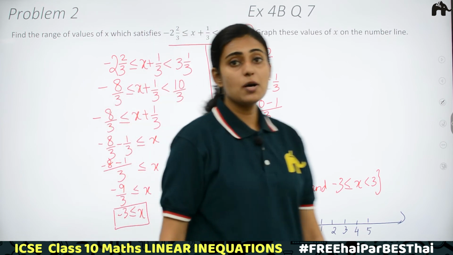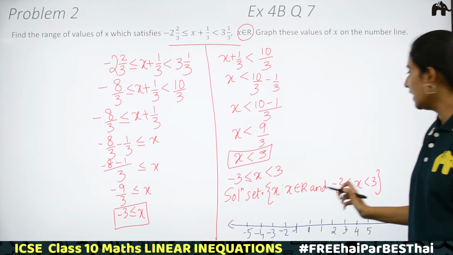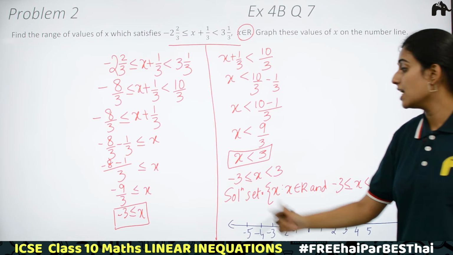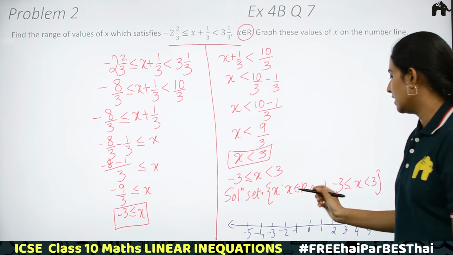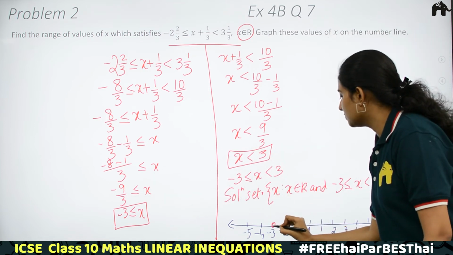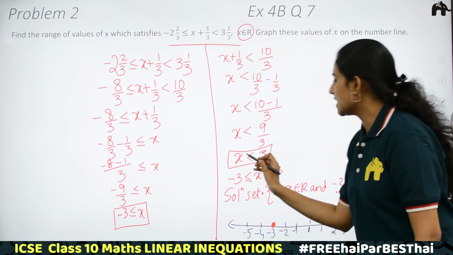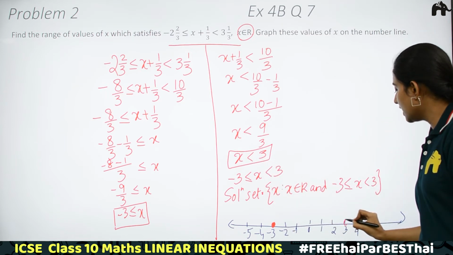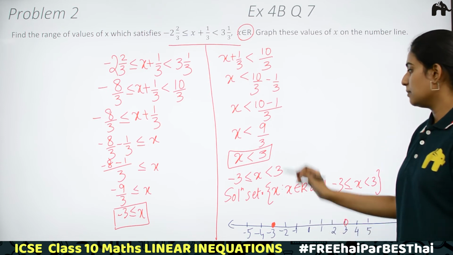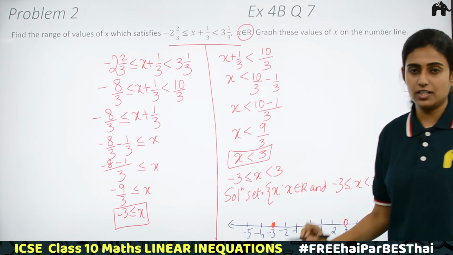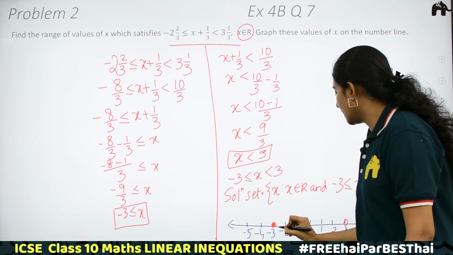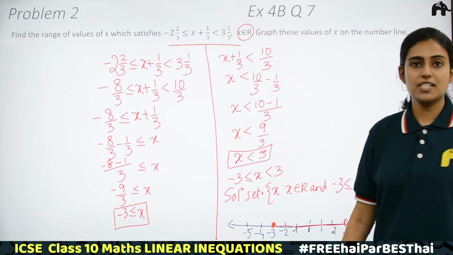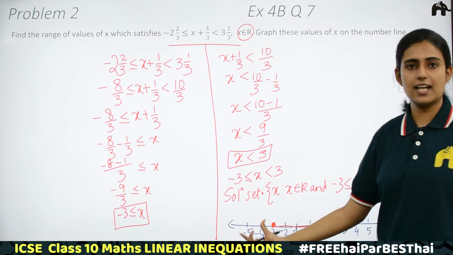Now we have to mark the points. Okay. First part, that is minus 3 less than or equal to x, which means minus 3 is included. The darkened circle. Second, x less than 3. Find 3 on the number line, put a hollow circle because 3 is not included. Now draw a line here, joining them. This is the representation of the solution set graphically.